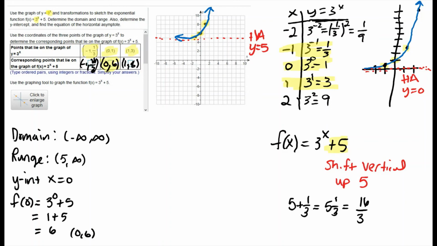What else? Find the equation of the horizontal asymptote. That's what we found right here. So it started off at y equals 0. We shifted it up 5, became y equals 5. So the equation of our horizontal asymptote is y equals 5.